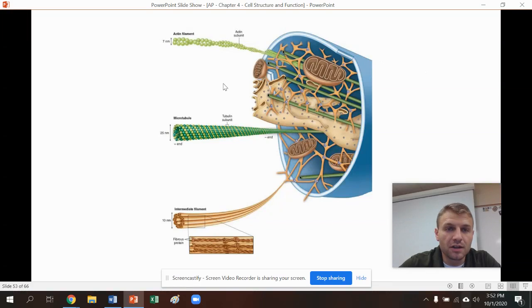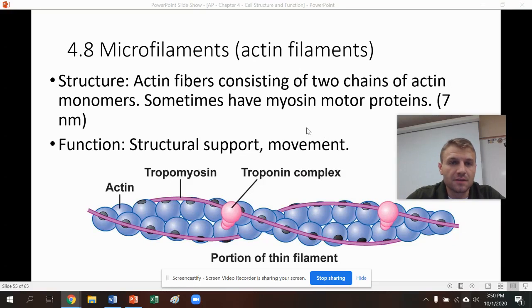We're going to talk about 3 different parts of the cytoskeleton, starting with actin fibers. They are the smallest. You can see here they're about 7 nanometers in width. Then we're going to talk about microtubules, which are a little bit bigger, around 25 nanometers. And then we'll also talk about intermediate filaments, which are between the 2 here. So there's 3 different sizes that we're going to talk about, and they all have different structures and functions within the cytoplasm.